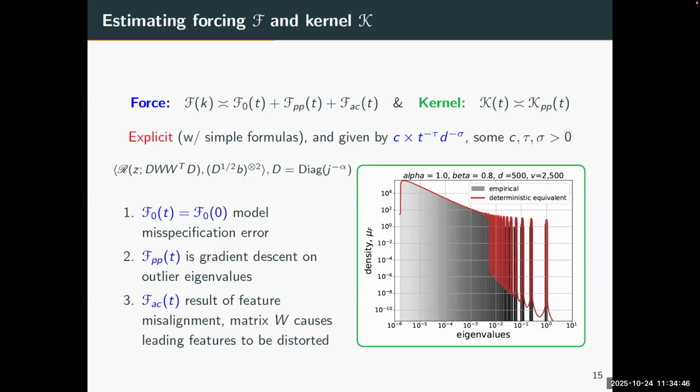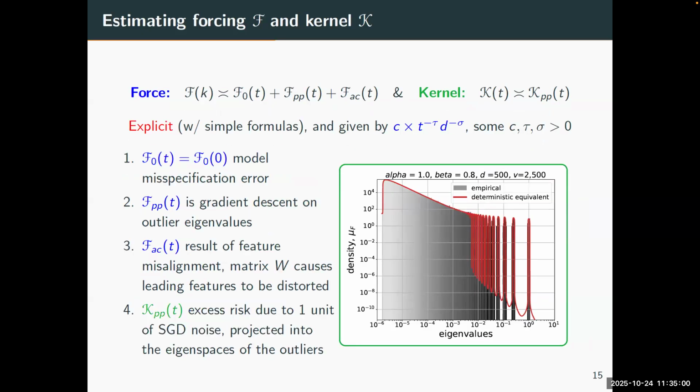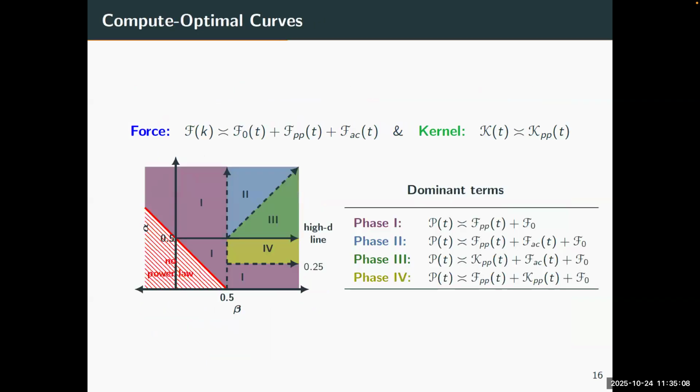So F_PP is just the pure spikes. F_AC will represent this absolutely continuous part, and F_0 will represent what happens with the spike at 0. So there's a stationarity value, okay? There's also the effect of SGD, which I'm going to call K_PP here. And again, it just comes from the eigenvalues of this thing.